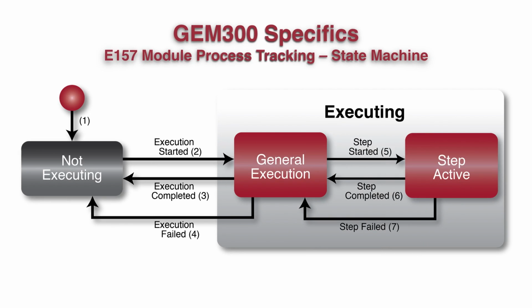You can see on this Harel diagram that there are two major states in the E157 for a process module. One is not executing, where there's no wafer present and no recipe active, and then executing. And within the executing state, there are two substates, one for general execution, which is really between individual steps, and then a step active state, which is the transition to every individual step within a recipe. And so as a recipe is executing, you will see E157 fire a number of events from general execution to step active and back the other way.